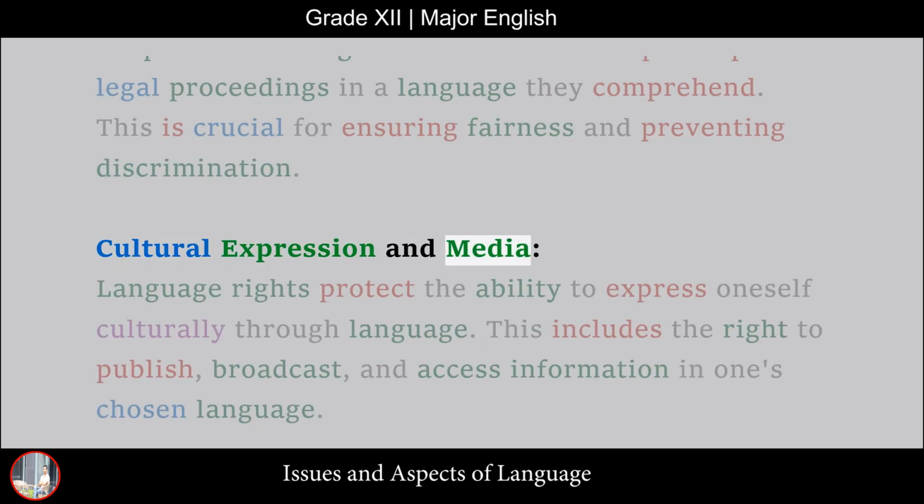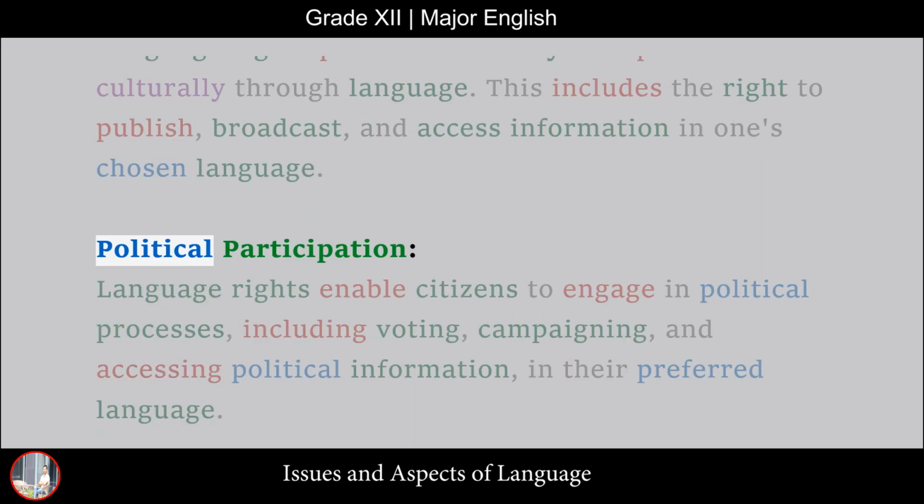Cultural expression and media. Language rights protect the ability to express oneself culturally through language. This includes the right to publish, broadcast, and access information in one's chosen language.